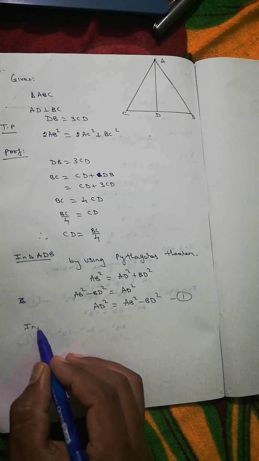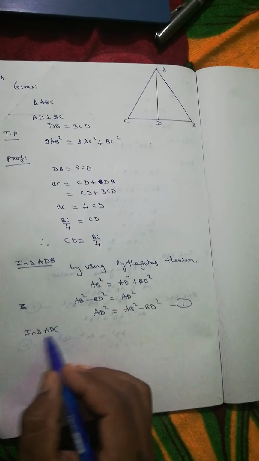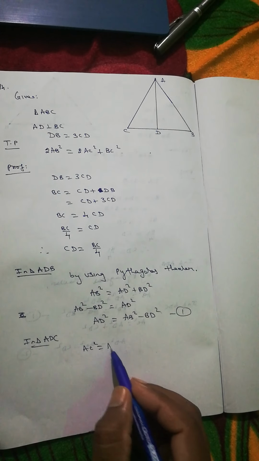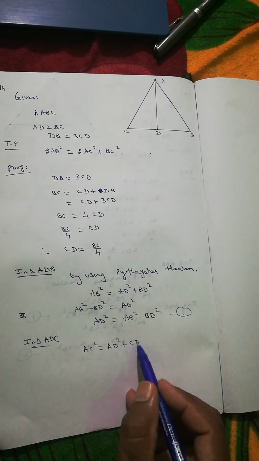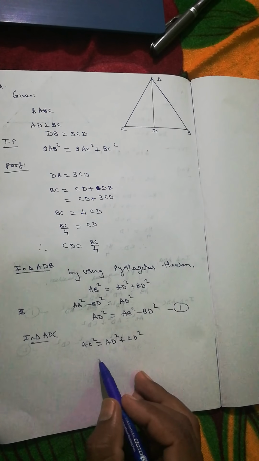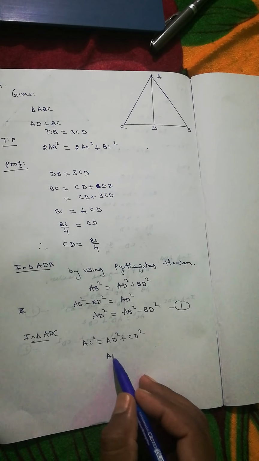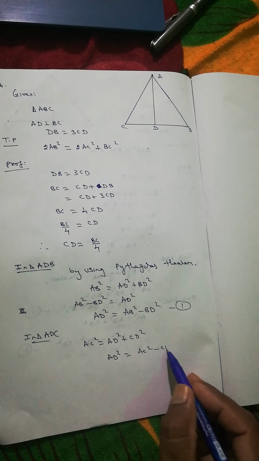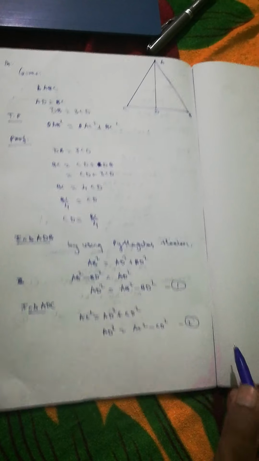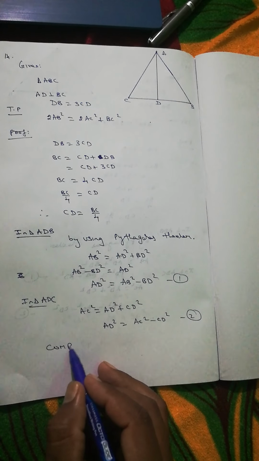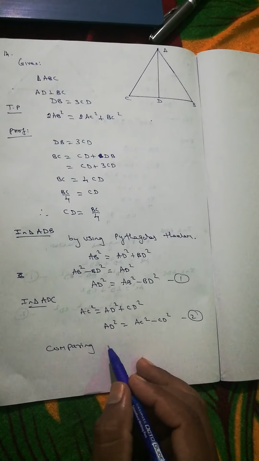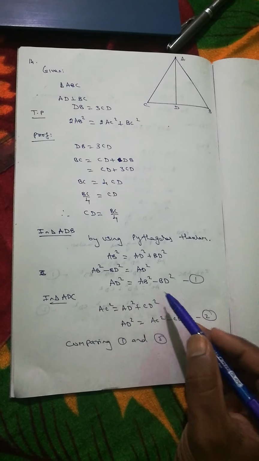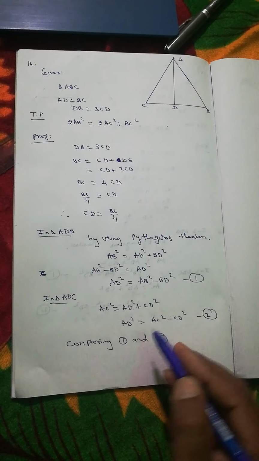Again in triangle ADC, the second triangle, here also the same thing: AC square equal to AD square plus CD square. So AD square equal to AC square minus CD square. This is the second one. Comparing 1 and 2, these two AD squares are equal, so we can make these two equal.